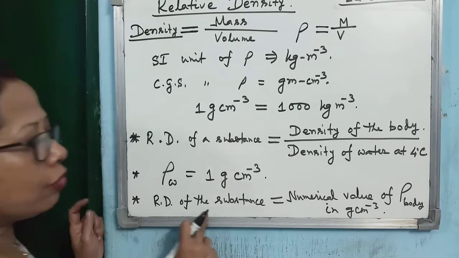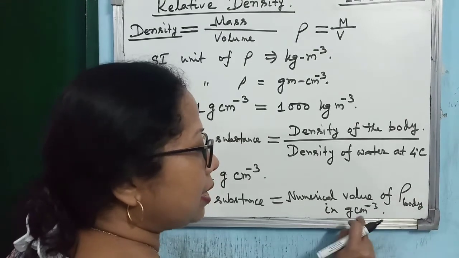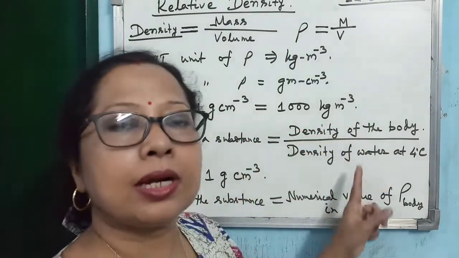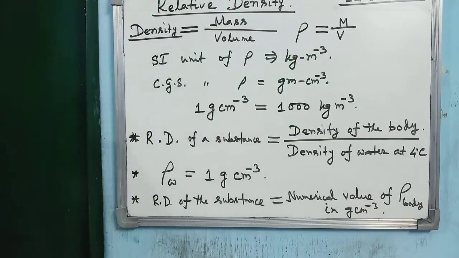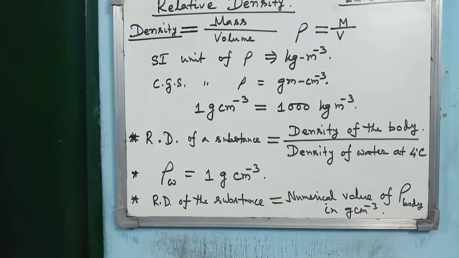So you can write RD of a substance is equal to the numerical value of the density of the body in gram per centimeter cube. Now, RD, as it is a ratio, is a pure number and it has no unit, and density is a scalar quantity. These are the 2 points I have not written on the board, but verbally I am saying you must note them down in the copy and you must learn them also. Remember that density is a scalar quantity and RD, as it is a pure ratio, has no unit.